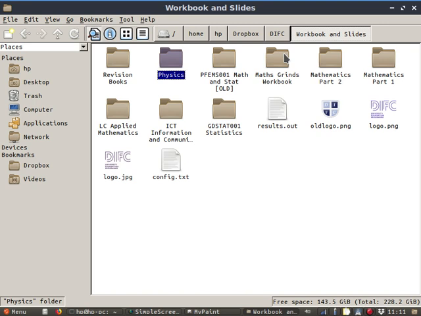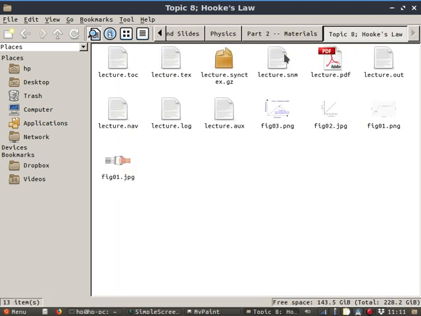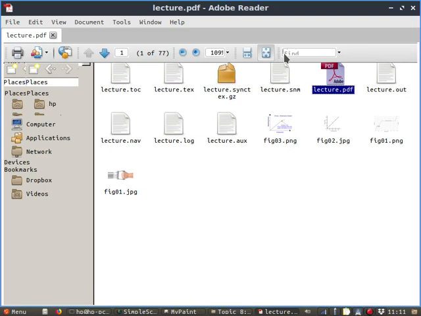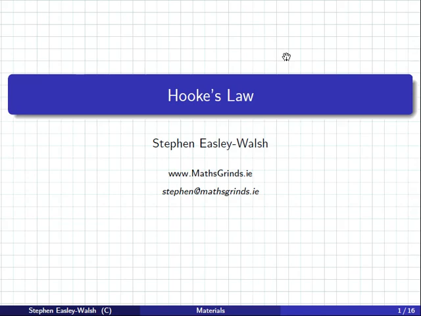Alright. Physics, materials, Hooke. Oh, you probably need that on, huh? It might help a little bit in the teaching. Yeah, just a bit. Like this? More? Did we just make it perfect for you? There we go. Okay, Hooke's law.